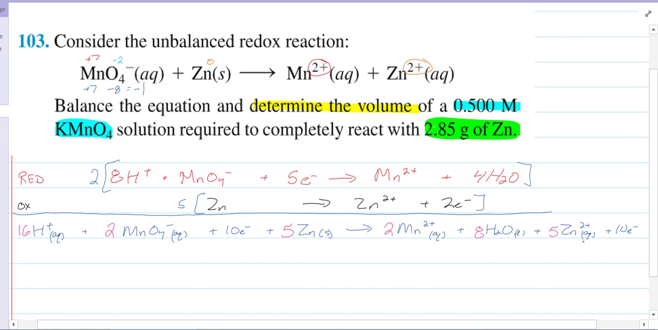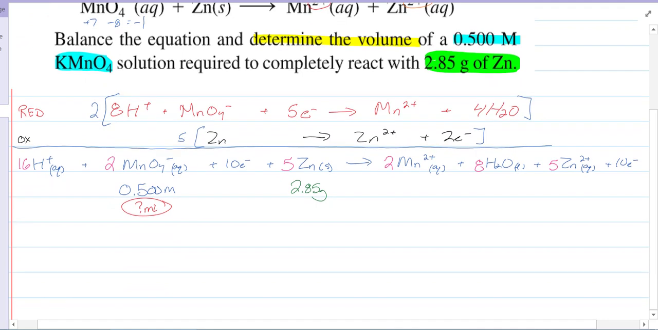They're gone. So now we have 0.5 molar, and I want to know how many milliliters. And we're starting with 2.85 grams of zinc. So now it's just a basic solution stoichiometry problem. So once we get the equation balanced, we're good to go.